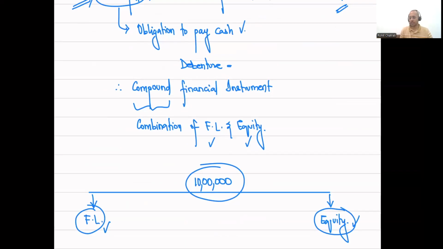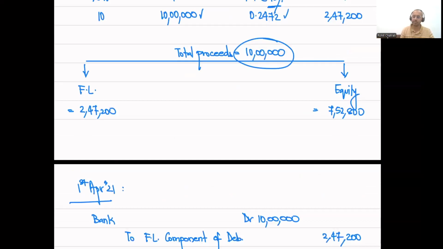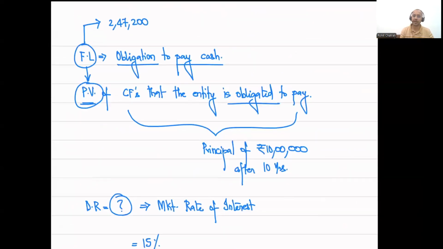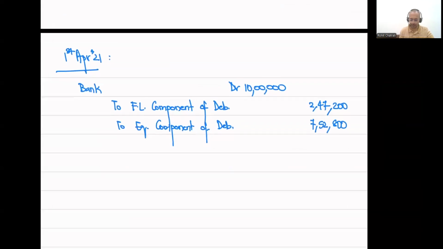And in a compound financial instrument, we are going to bifurcate the total proceeds received between the financial liability and equity component. How do we calculate the financial liability component? Financial liability is going to be calculated as the present value of the cash flow that the entity is obligated to pay. Is the entity obligated to pay coupon? The answer is no. Therefore, we are only going to consider the principal that the entity is actually obligated to pay, and we are going to discount it using the market rate of interest. And accordingly, we calculated the financial liability component, and equity component is basically the balancing figure.